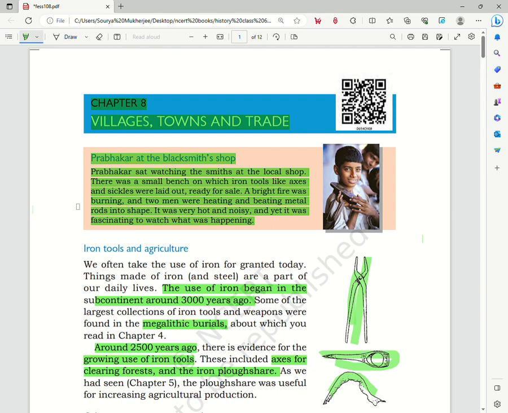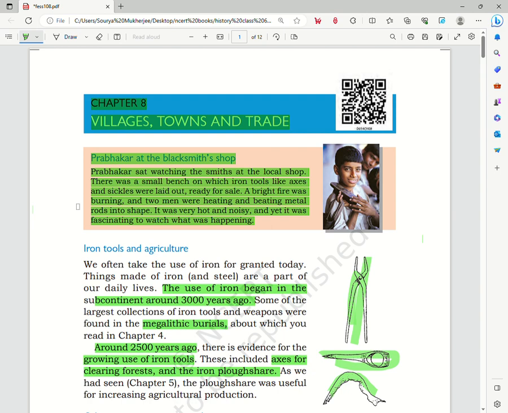So at the start of the chapter we see the story of Prabhakar at the blacksmith shop. Prabhakar went to the blacksmith shop, and when he saw the different tools that were made and how they were made, he was quite amazed. He saw axes and sickles that were made there and were ready for sale. He also noticed that the temperature inside the workshop was quite hot and it was quite noisy. All these things intrigued and amazed Prabhakar a lot.